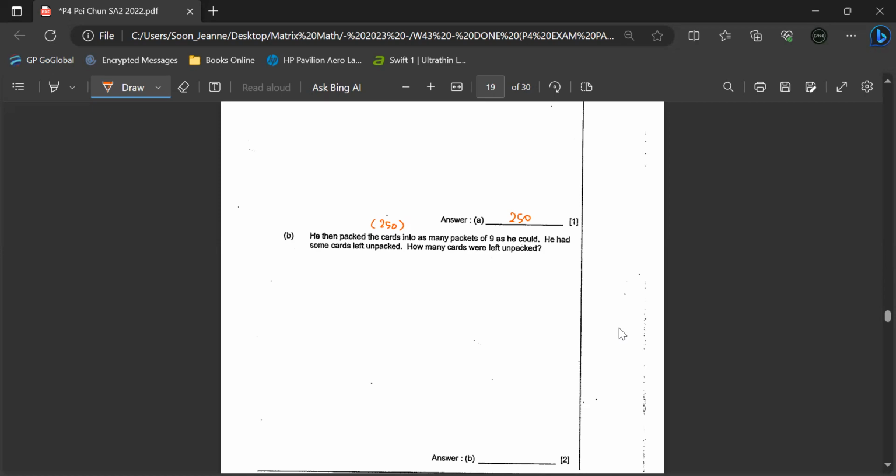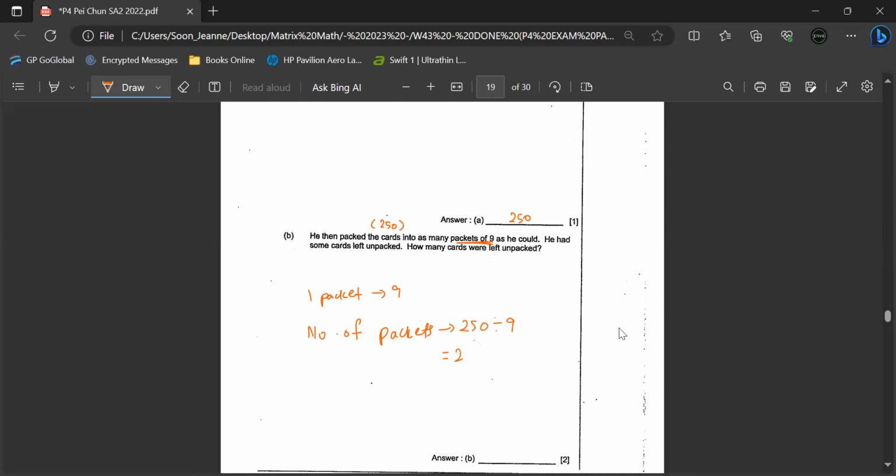So he then packed the cards into as many packets of 9 as he could. He had some cards left unpacked. How many cards were left? So that means if one packet, he's going to put 9 cards. How many packets will he get if he were to pack as many cards into the packets? Given that he got 250 cards, we need to find the number of packets by taking 250 divided by 9. There will be a remainder.